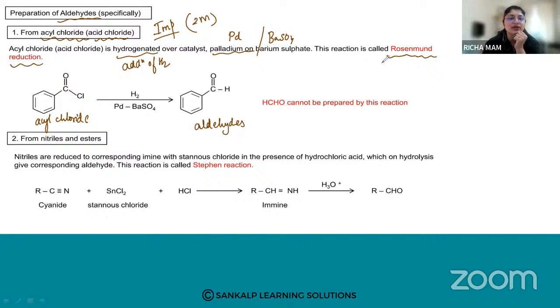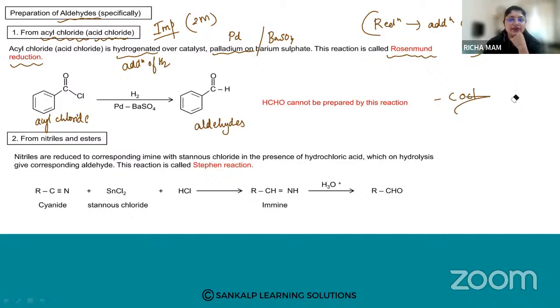Rosenmund reduction. What are we doing here? Reduction means addition of hydrogen. So we are doing reduction. What is our starting product? Acid chloride. This is our carboxylic acid, and here the OH is replaced by Cl, so it becomes acid chloride.